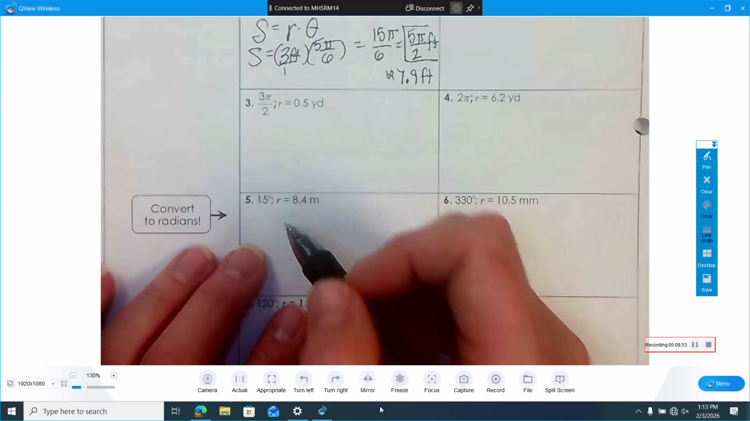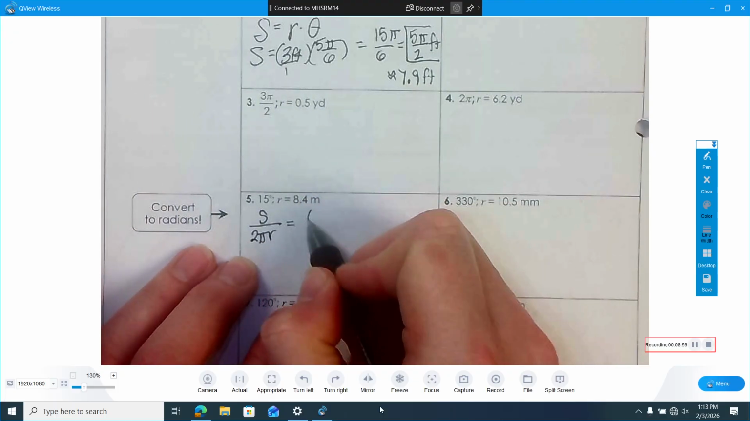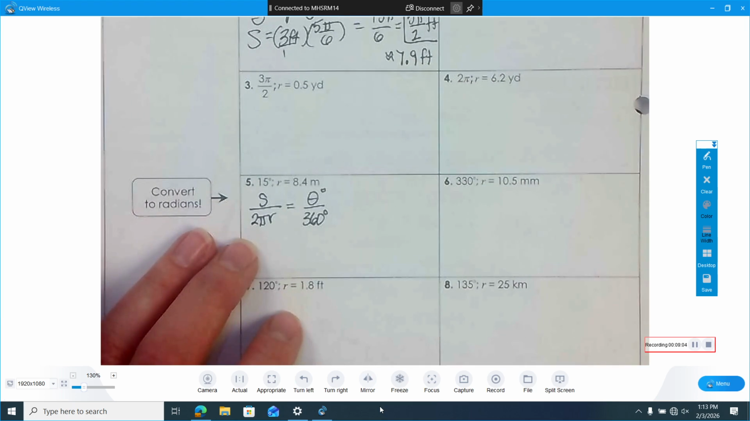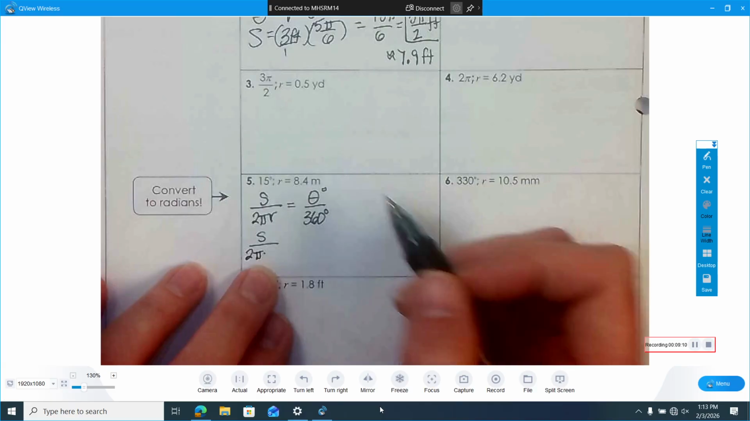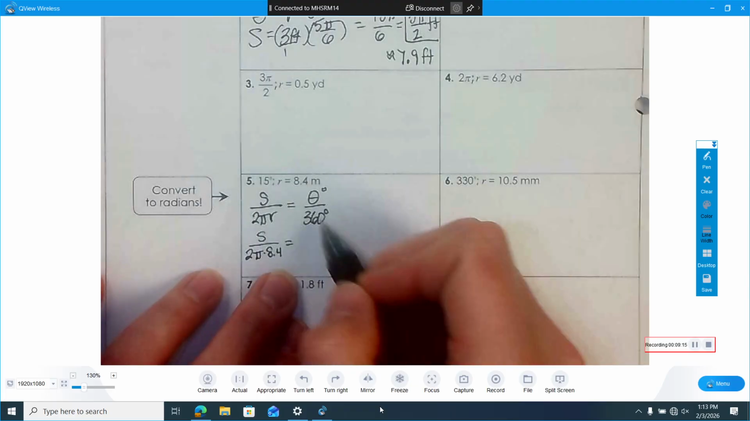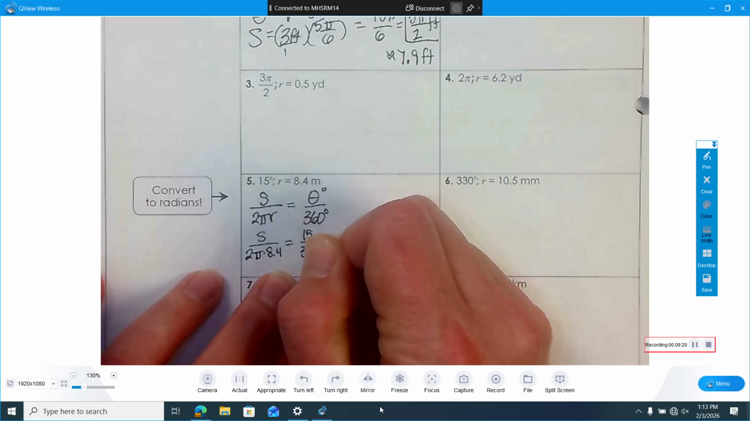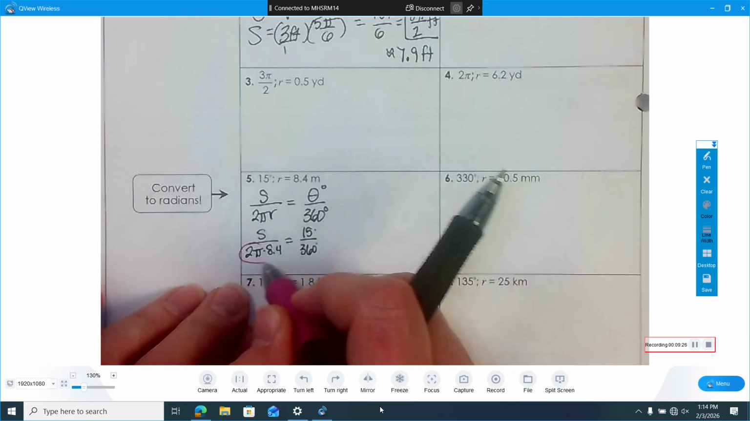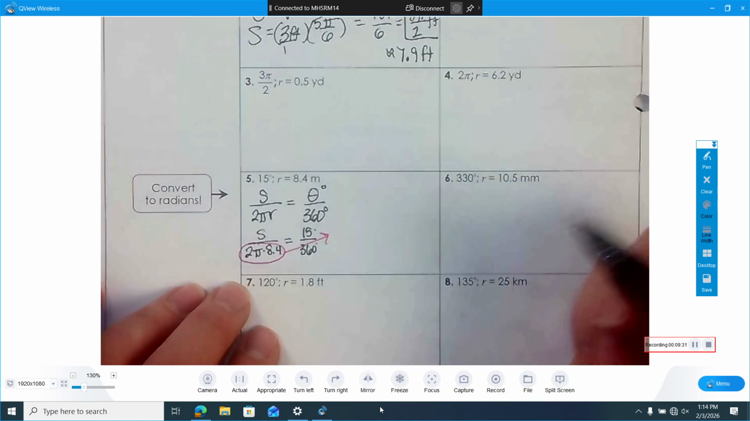We're given degrees here. So I'm trying to find my arc length over 2 pi r equals my theta in degrees out of 360 degrees. So there's my setup. I'm just going to plug in what I know. So S over 2 times pi times my radius of 8.4 equals, what's my theta angle? 15 over 360 degrees. And then all I have to do, I want S by itself, so all of this stuff underneath it right now is being divided, so we're just going to multiply it to the other side.